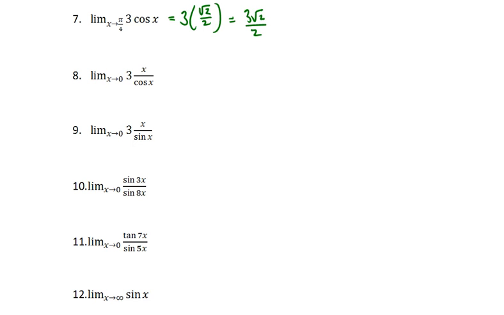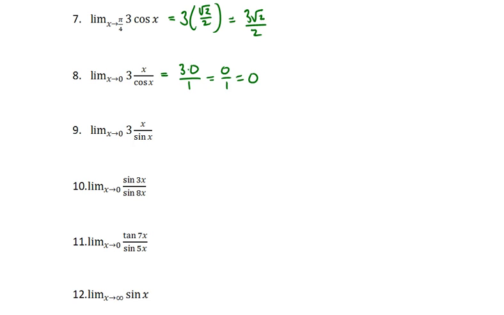Next, number 8. We have the limit as x approaches 0 of 3 times x over cosine of x. So we plug in x equals 0. The numerator becomes 0, but the denominator is 1. And so that's really just 0 over 1, which is 0. The limit exists, and the limit is 0.